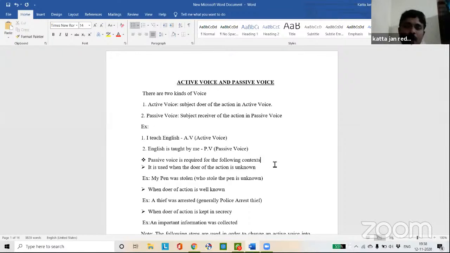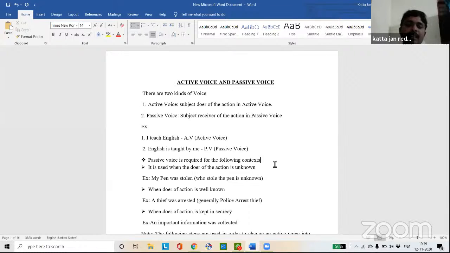There are two kinds of voice. They are active voice and passive voice. Active voice is subject is the doer of the action. Subject is the doer of the action in active voice. And passive voice, subject is the receiver of the action. There may be two agents in a sentence. One is the receiver of the action and other is the doer of the action, right?